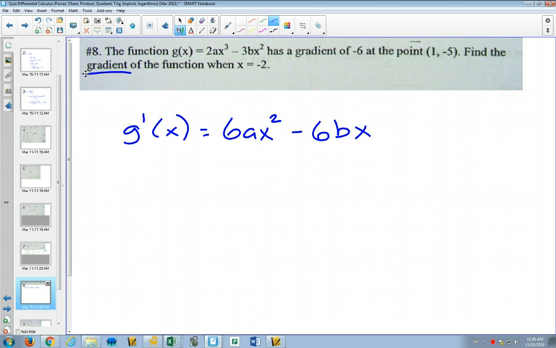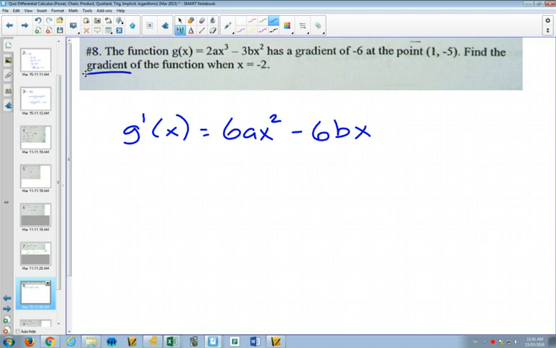So there's my derivative. I'm told some extra information. I'm told that it has a slope of negative 6 at the point (1, negative 5). That actually tells me two important pieces of information. One piece of information, it tells me on the regular function, which is g of x equals 2ax cubed minus 3bx squared, that when x is 1, y is equal to negative 5.